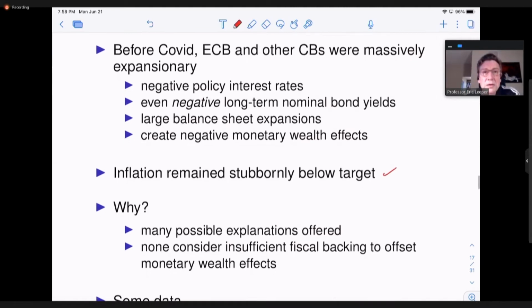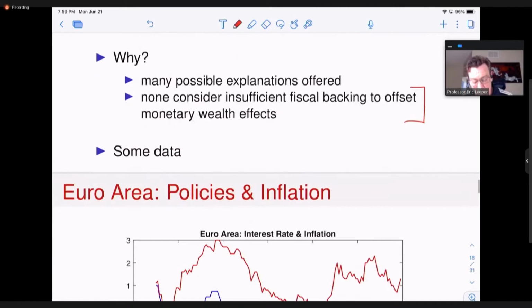And despite these big expansions in monetary policy, inflation remains stubbornly below target. Why? Well, a lot of explanations have been offered. I've read a fair number of them, but none that I have seen have considered the question of whether there has been insufficient fiscal backing to offset these monetary wealth effects. The kind of fiscal backing you need, if the central bank eases, is to run deficits. You need fiscal easing to follow monetary easing. So what have we seen instead?